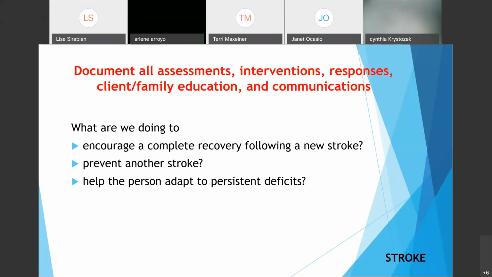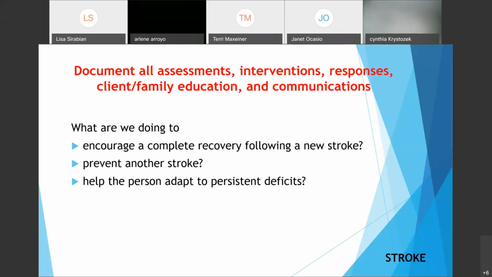So this in the red here is words that you're going to see over and over throughout the rest of the session. The encouragement and the necessity here is to document all of your assessments, all interventions, client responses, education, and communications. So essentially, we've got to take credit for all of the management for each of the people that we're talking about here. The documentation has to support and give evidence for our claims for reimbursement.